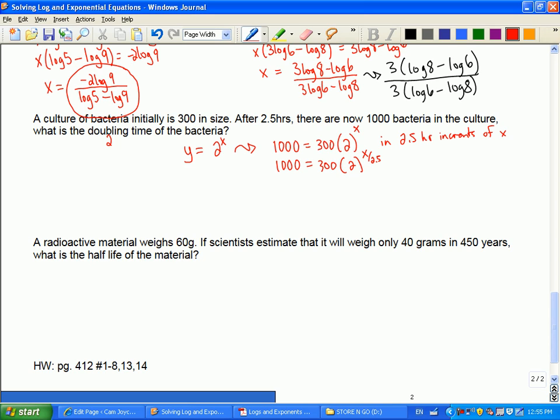Normally it'd say like in 5 days, and then we would have to convert it to this divided by 5, right? Because right now, if you gave me 5 hours worth of time, that's 2.5 hour periods. So that's 5 divided by the 2.5. So this is the equation I'm dealing with here. And I want to know how long it takes to double.